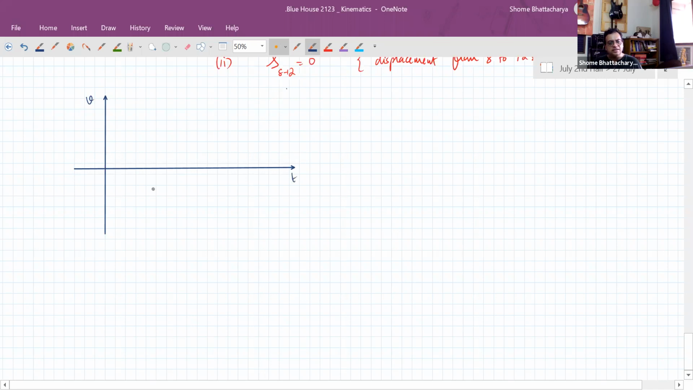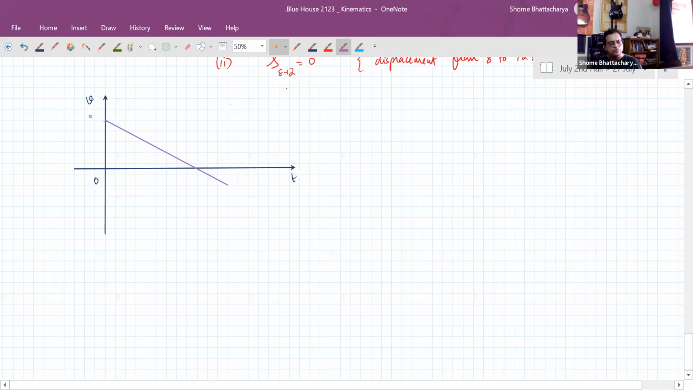Now here in the question, the analysis is not going beyond 12 seconds. So I will just plot the graph for 12 seconds. It can be plotted for longer time also. So the 12-second part will probably look something like this.